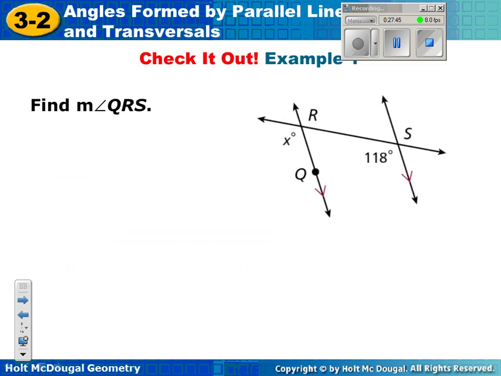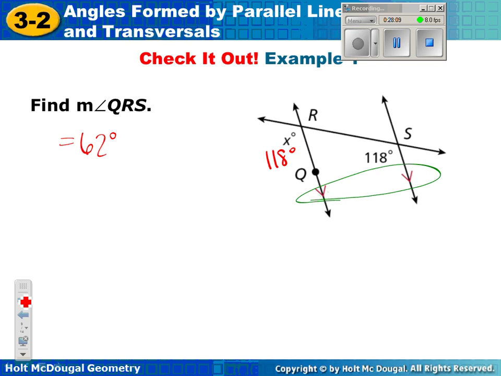Okay, next one, find QRS. Again, the lines are marked parallel. So what is QRS going to be? Say it again. 62. Very good. Now, Harry, what theorem or postulate did you use? If you used corresponding, that wouldn't be good enough. That would tell me this is 118. So then what else did you use?